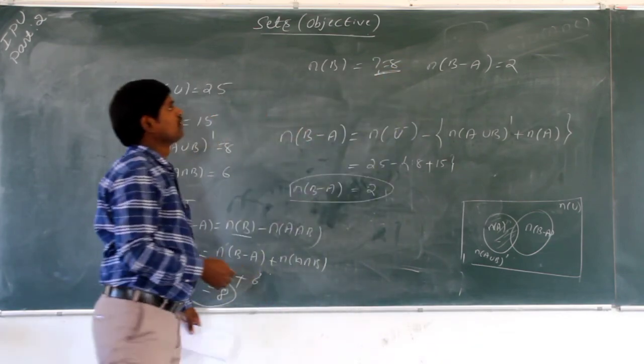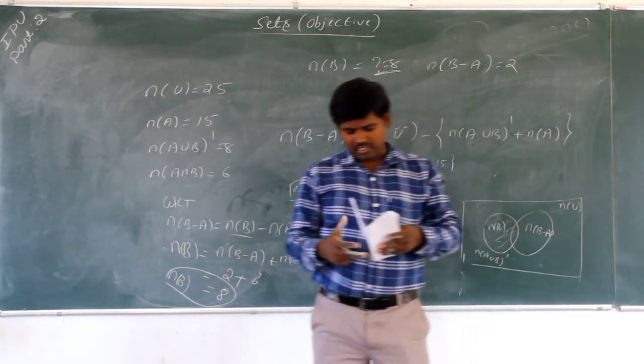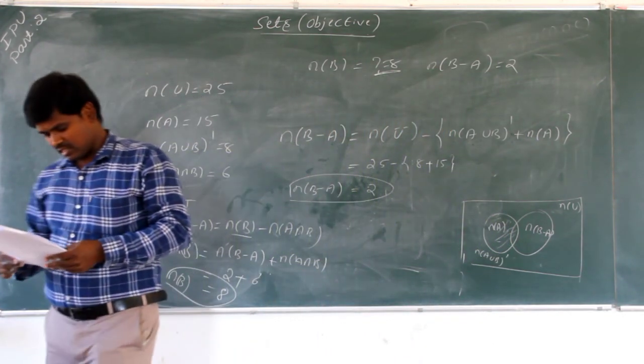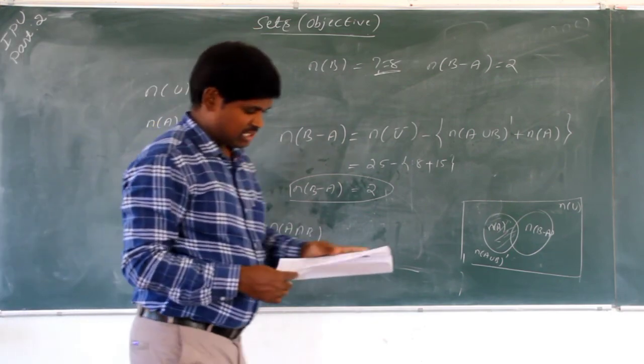So the number of elements in B is 8 and n(B minus A) is 2. So which option is the correct answer? Option B is the right answer. Okay, so in the next sessions we are going to discuss some more problems.